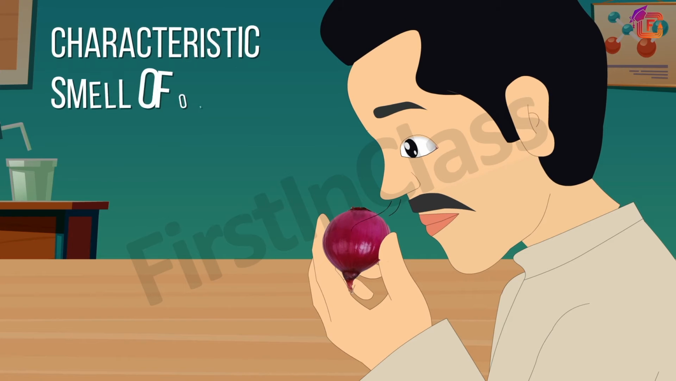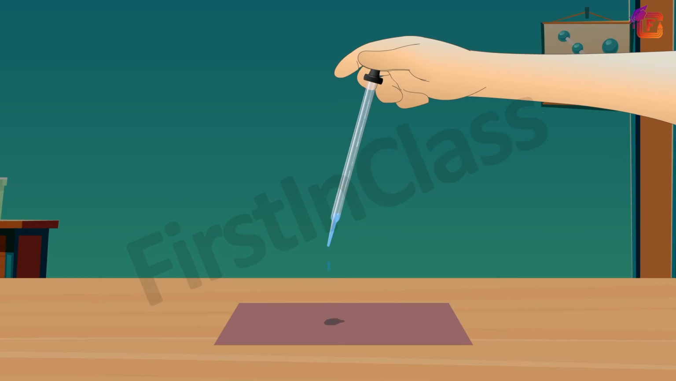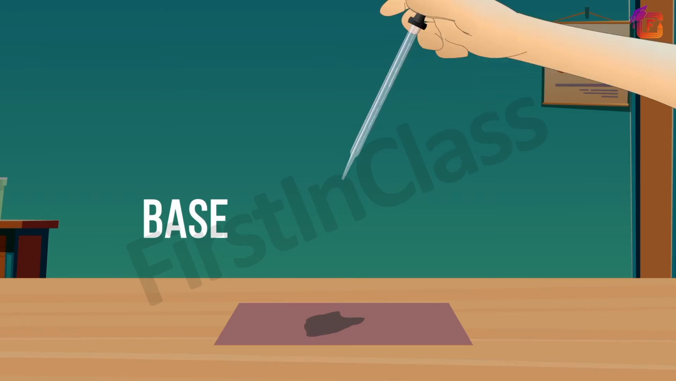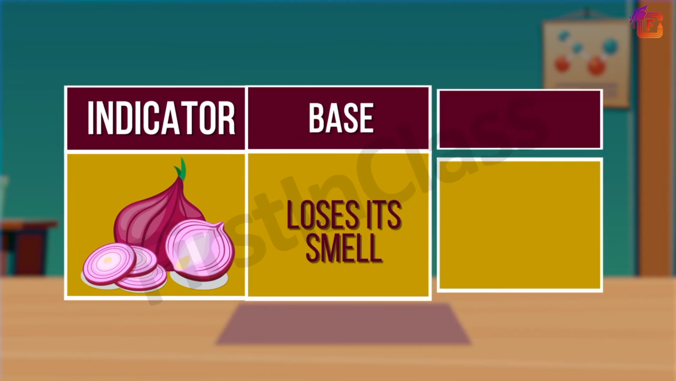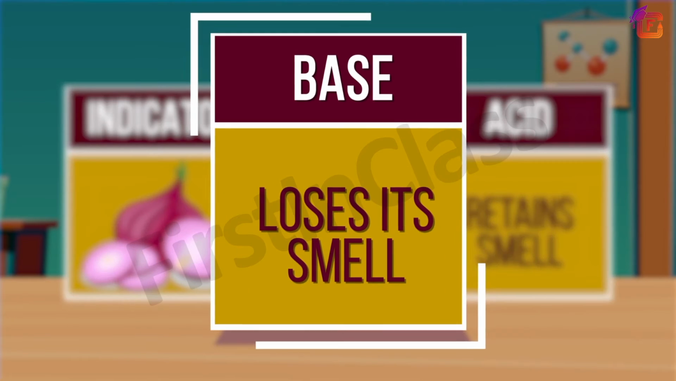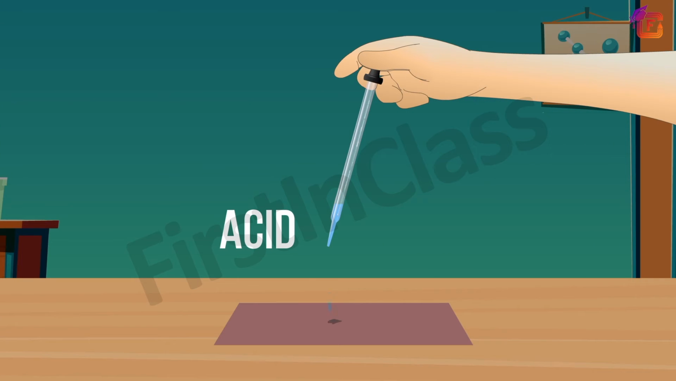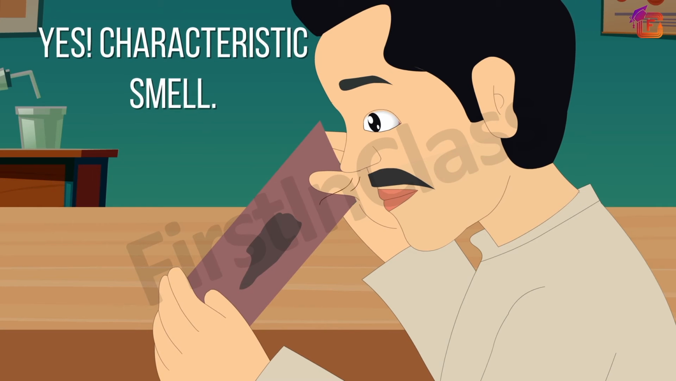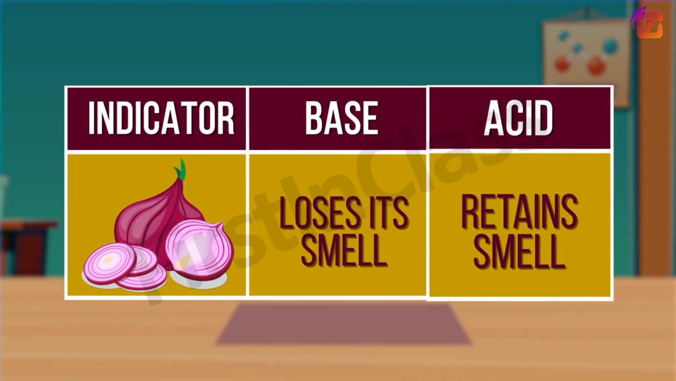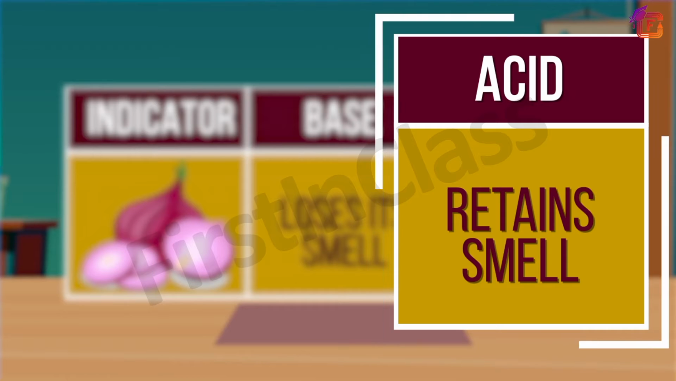Onion has its own characteristic smell. When a strip of cloth treated with onion extract is dipped into a basic solution such as sodium hydroxide, its characteristic smell disappears. And in this way, it indicates the solution in which it was dipped is basic. On the contrary, its characteristic smell does not disappear when the cloth strip treated with the onion extract is dipped into an acidic solution such as vinegar or lemon juice.